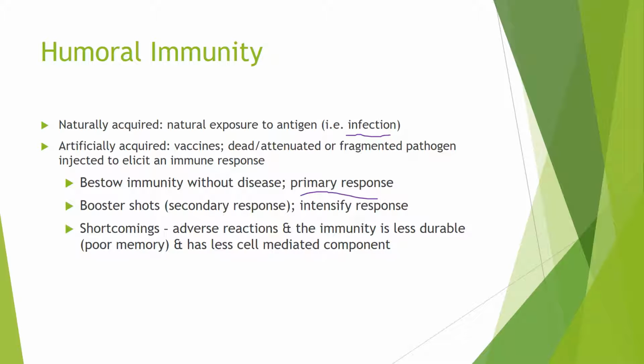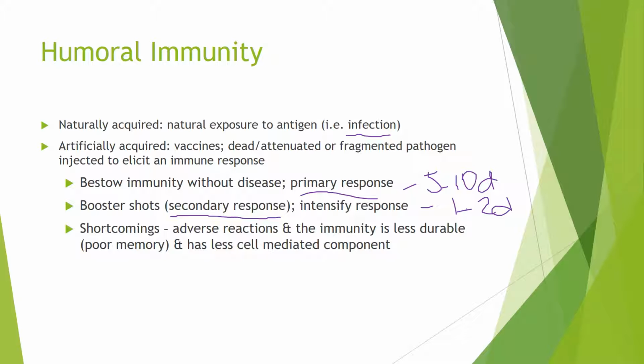This is the primary response, where the primary response takes about 5 to 10 days before measurable amounts of antibodies appear in the blood. A secondary response is a lot quicker, and so it might only take 1 to 2 days for the antibodies to appear in the blood.